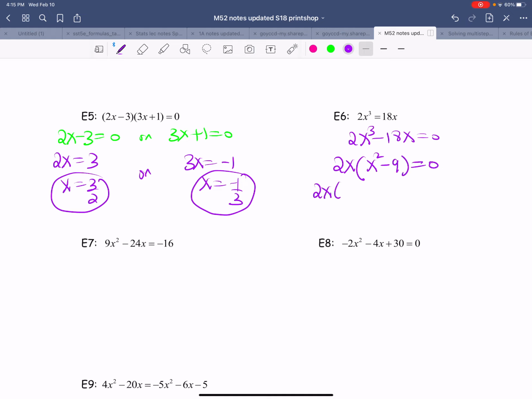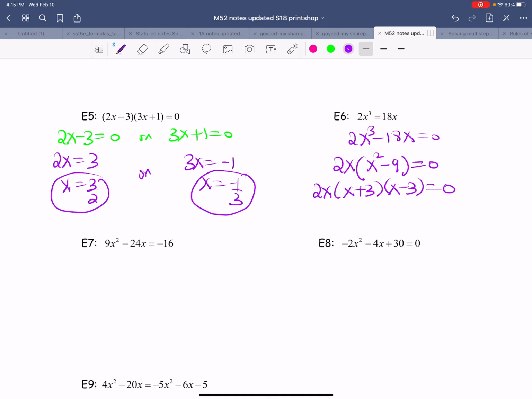Now, x squared minus 9 is a difference of squares, so a squared minus b squared type, as we talked about with special products. Now I factor x squared minus 9 into x plus 3 and x minus 3.